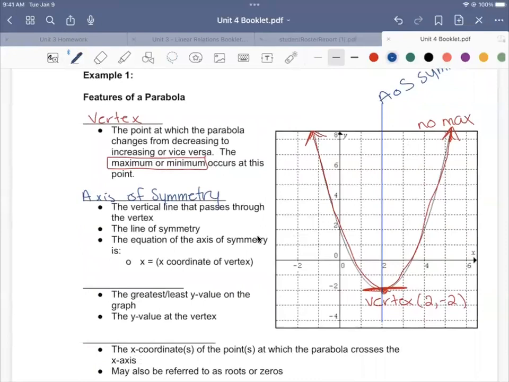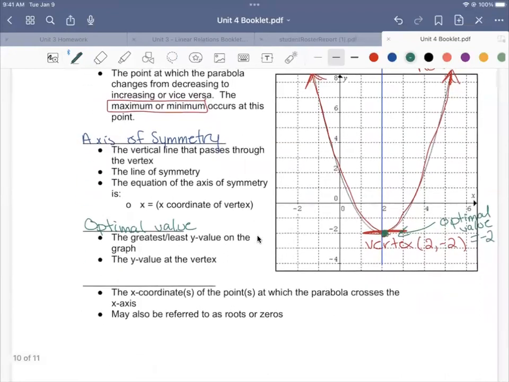If I take a look at some other ones, the optimum value is the next feature that we talk about, which is the greatest or least y value on the graph. So if I take a look right here, that is going to be -2, which is part of our vertex.